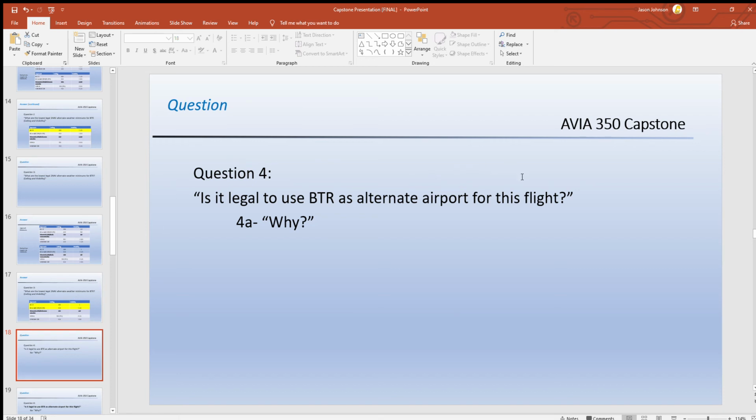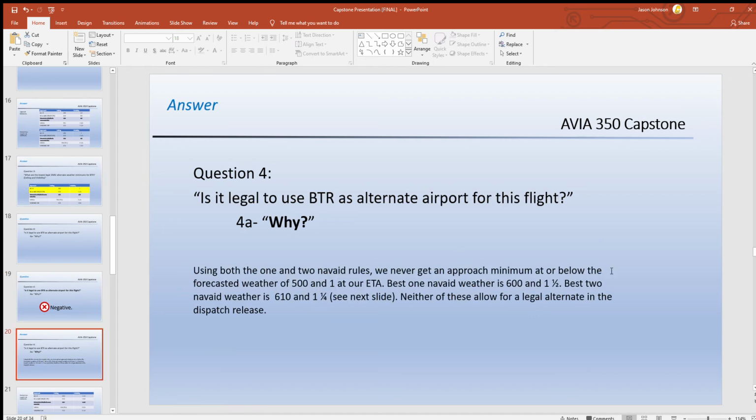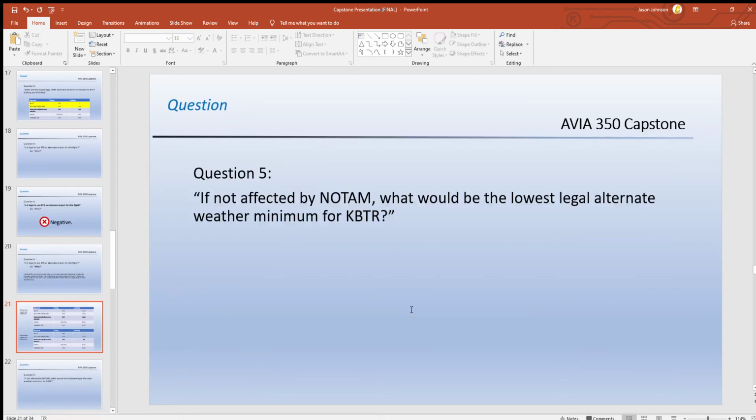So that takes us to question 4. Is it legal to use Baton Rouge as an alternate for this flight, and why? So the first portion, is it legal to use Baton Rouge as an alternate? Negative, it is not. And why? Kind of like we just discussed, the 1 nav aid rule and the 2 nav aid rule, there's no combination of any approach that's going to give us 501. Everything's going to be above 501.